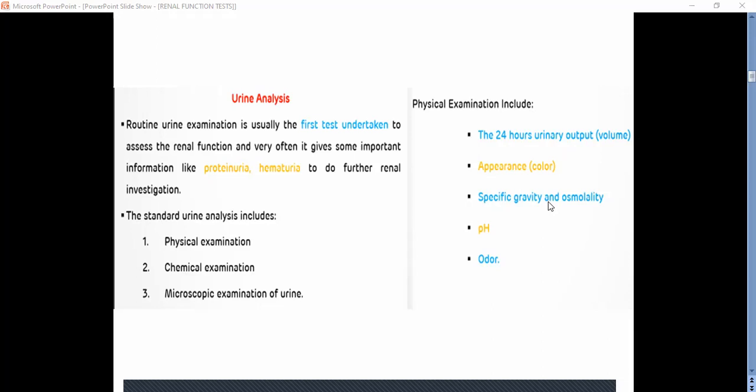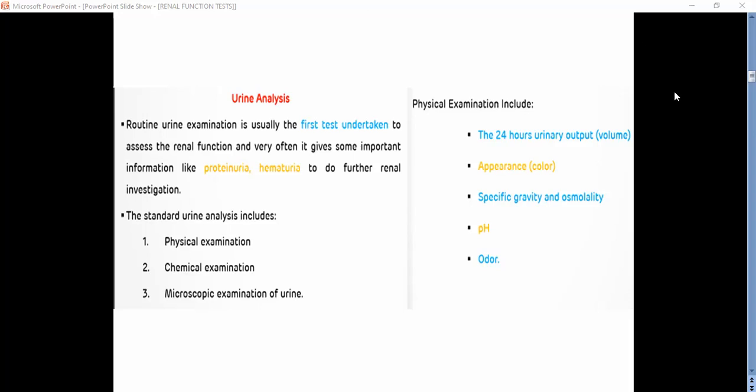And the pH of the urine, that is, it may be at the acid level or the base level. Based on its pH level, we can analyze whether acids or bases are produced, and we can understand whether there is a defect in the metabolism. And odor of the urine: by knowing the smell of the urine, we can analyze whether the kidney is normal or abnormal.